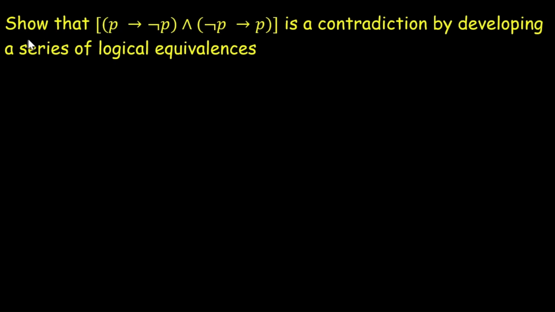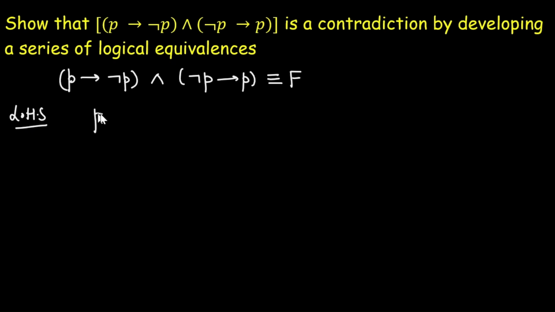The next question is, we need to show that the statement is contradiction, again with the help of logical equivalence. Means we need to prove P implies negation P and negation P implies P is logically equivalent to false. This is the meaning of contradiction. So we will take the left side, that P is implying the negation P and negation P is implying the P. So whenever we have such a statement, always remember, break this conditional statement.